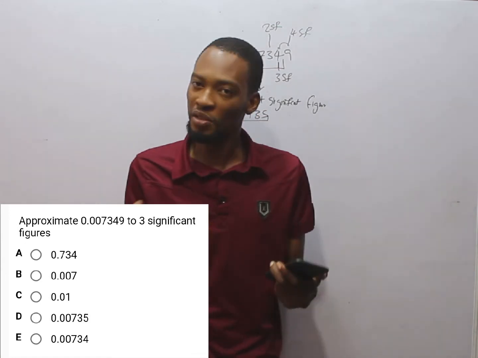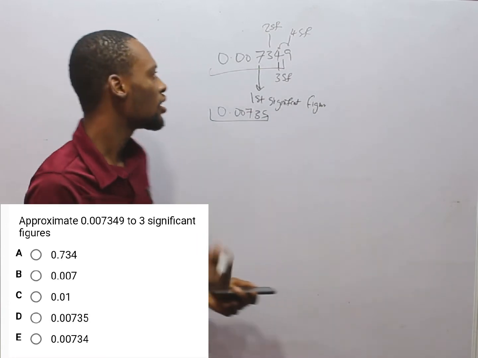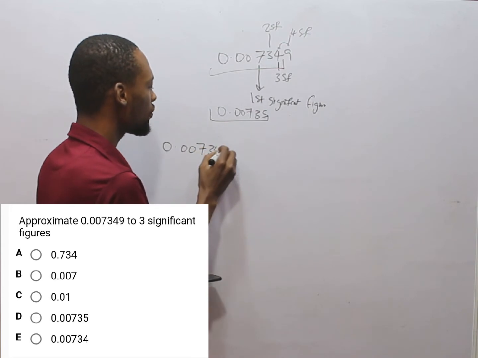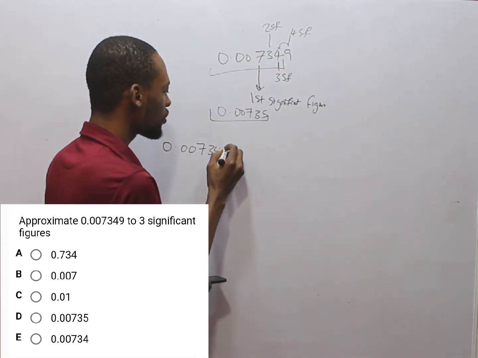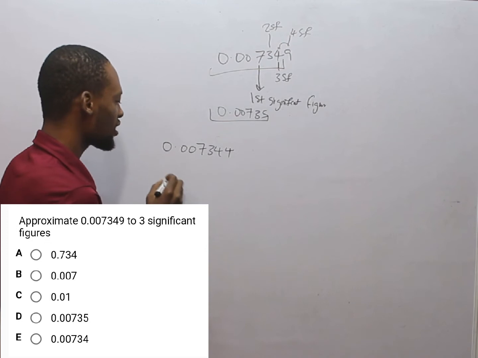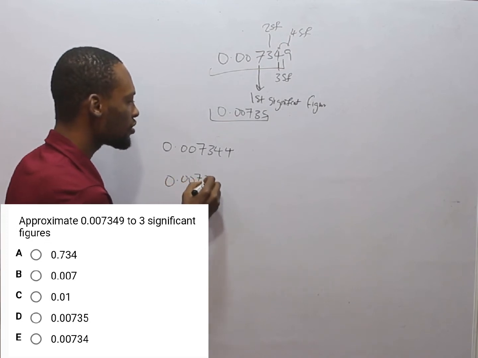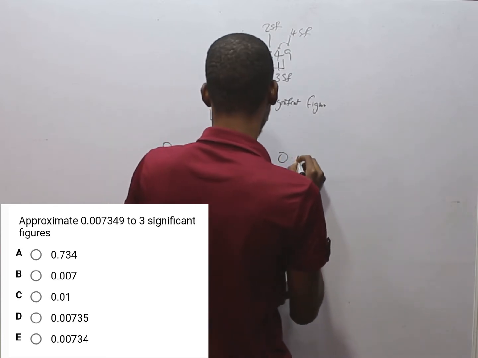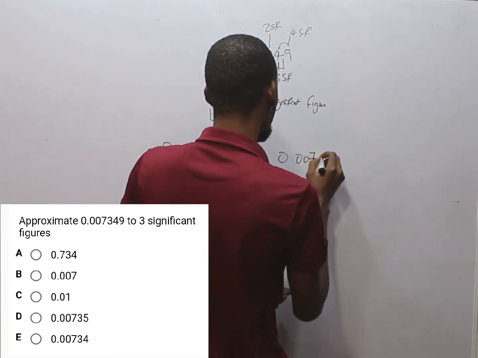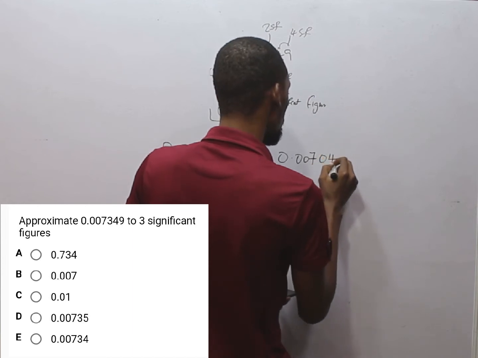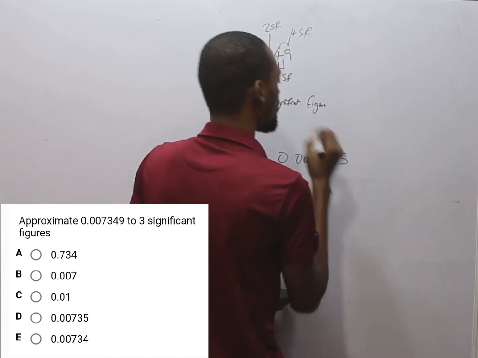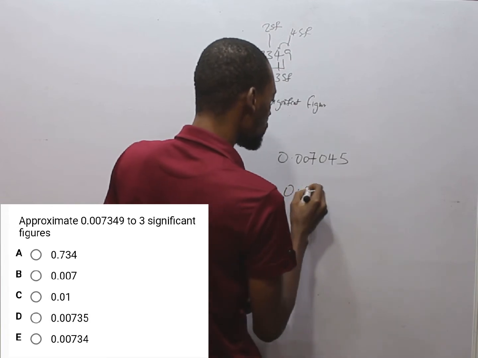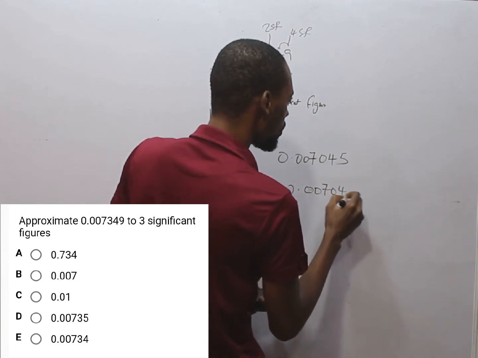To make sure you don't get confused, I will give you other cases. If I give you something like this, 0.007344, or I say 0.007341, or I say 0.07045, and I say 0.0007040.